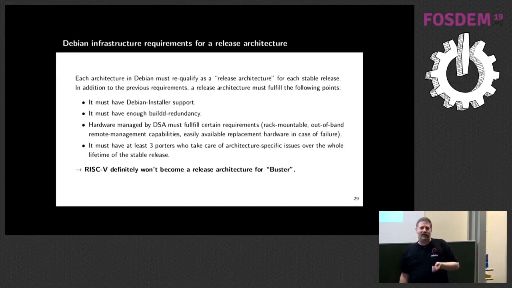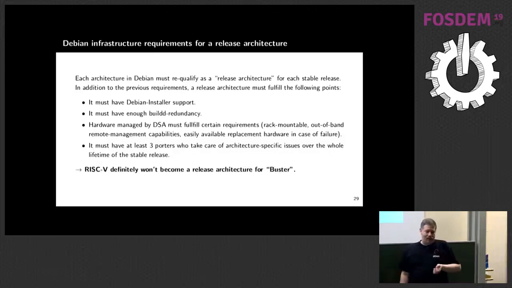And we need to have everything in infrastructure managed by the Debian system administrators, which have requirements. So they want rack-mountable server-grade hardware, remote management capabilities, which is somewhat difficult with small chip prototype development boards. So that's also something we hope to get within the next years, but we haven't yet. And of course, there need to be people to take care of the architecture. Okay, we have those.